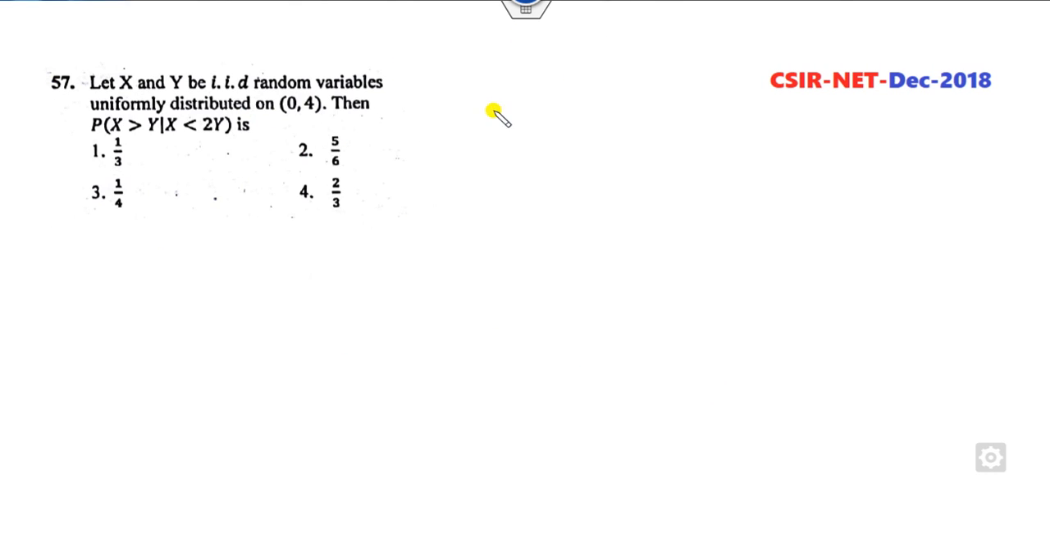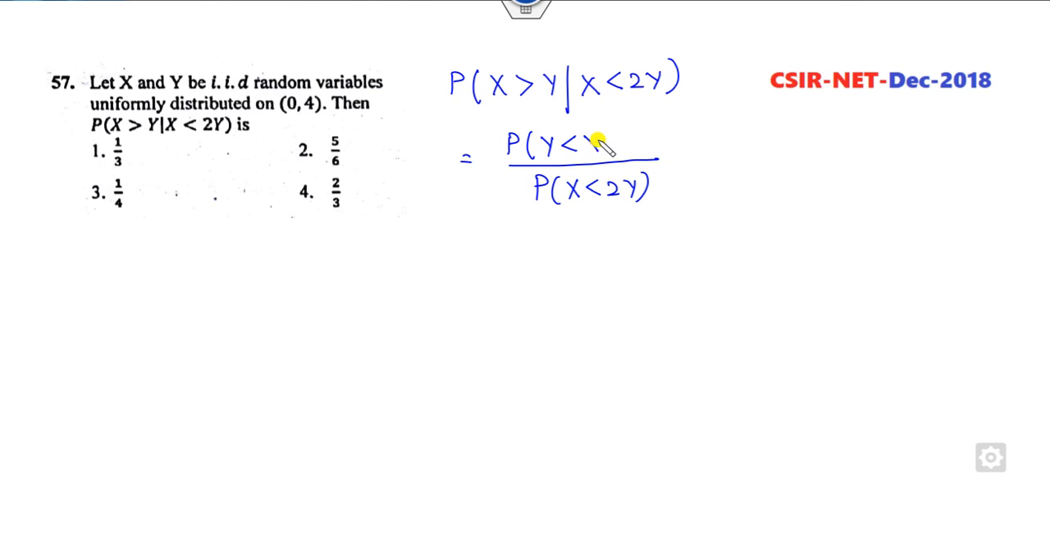Okay, next one: which of the following is the value of this? That is again very simple. You have to find the value of this. It's a conditional probability, so firstly you have to write it in this manner. The numerator is the intersection. How do you write the intersection? This is my here. Now if you look at it, what is given to you?